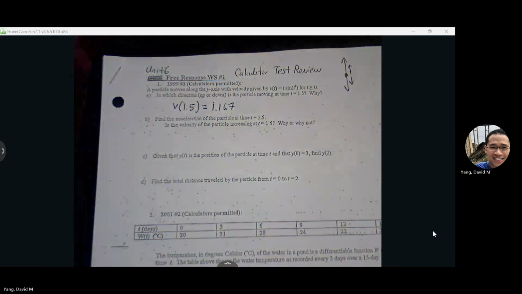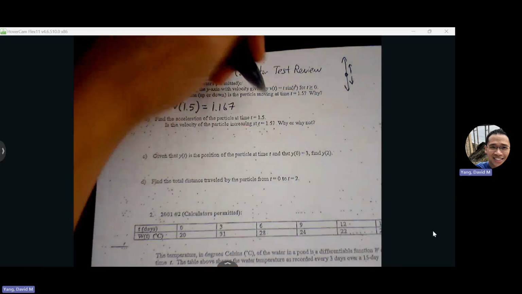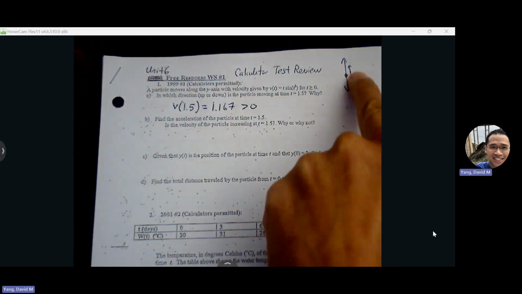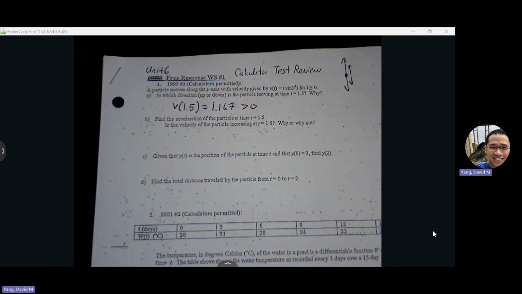So, okay, my velocity is 1.167. That's greater than 0. So the positive velocity means, in this case, moving up. So we know that the particle is moving up.